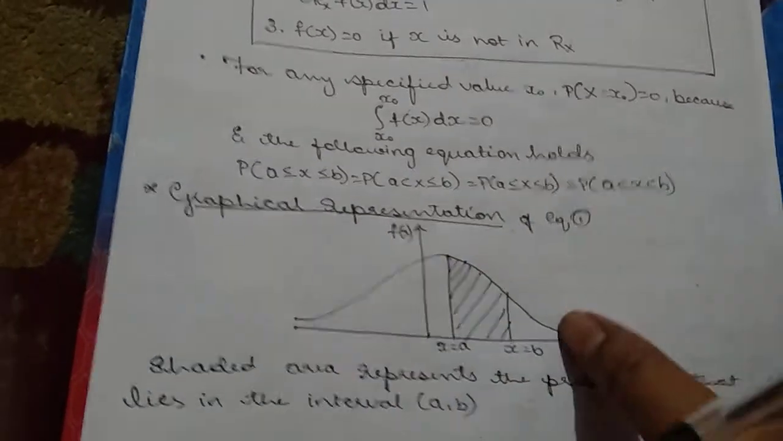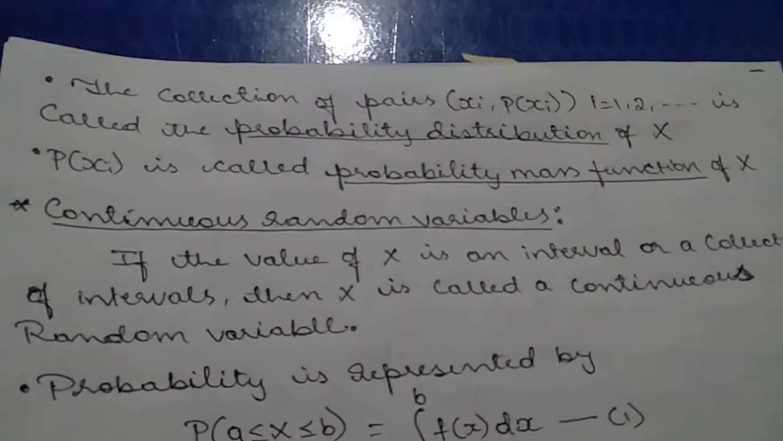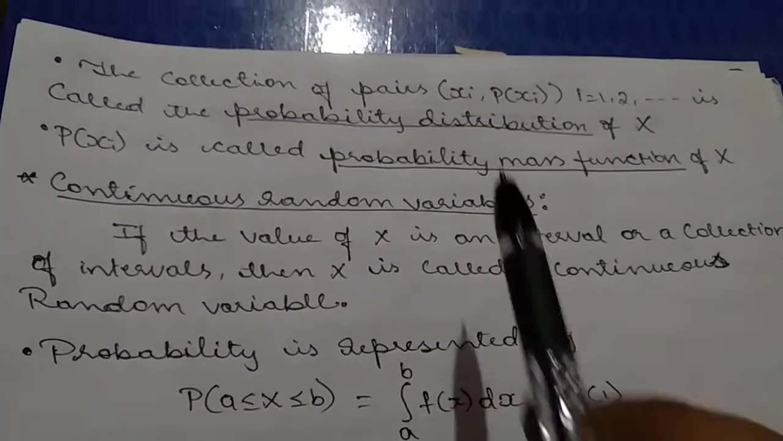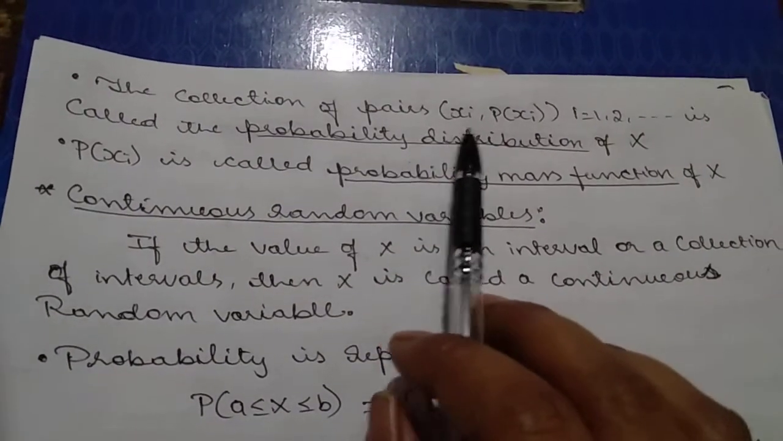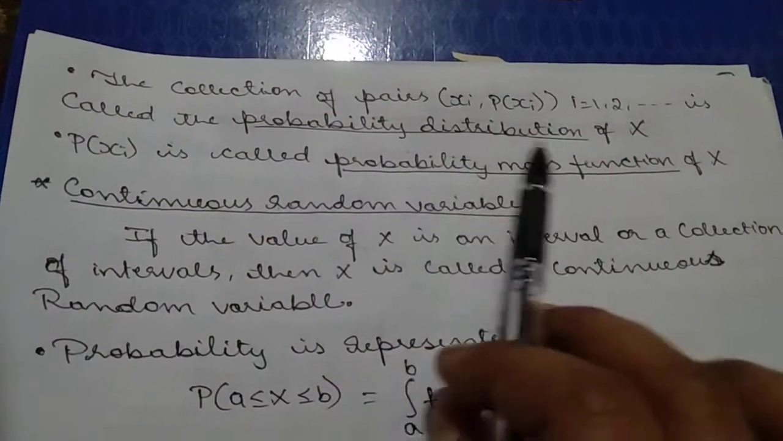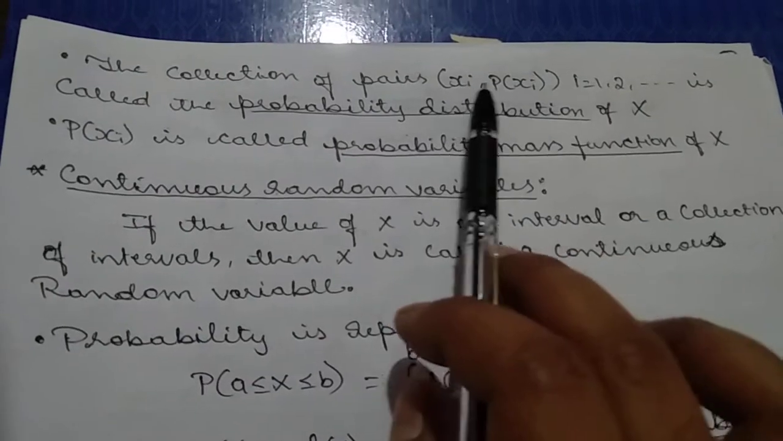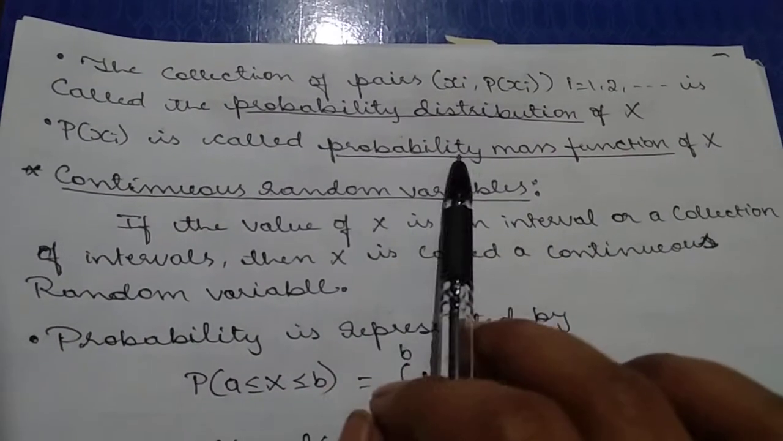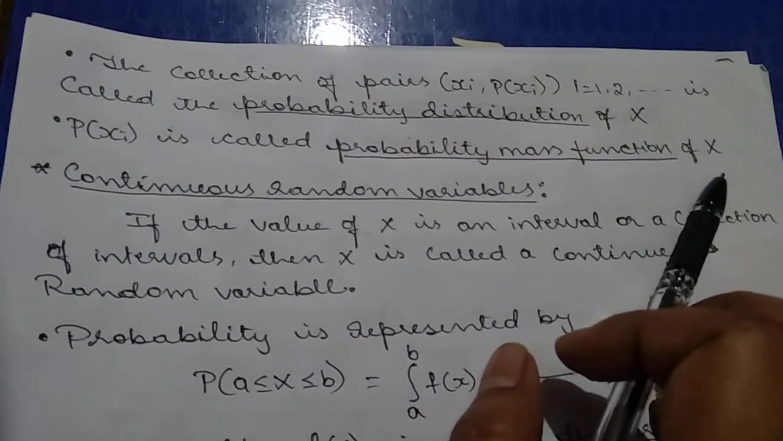And here the collection of pairs, that is xi and p of xi, where i varies from 1 to n, is called the probability distribution. That is, xi comma p of xi is called the probability distribution of x, and this p of xi, that is probability of xi, is called the probability mass function of x.